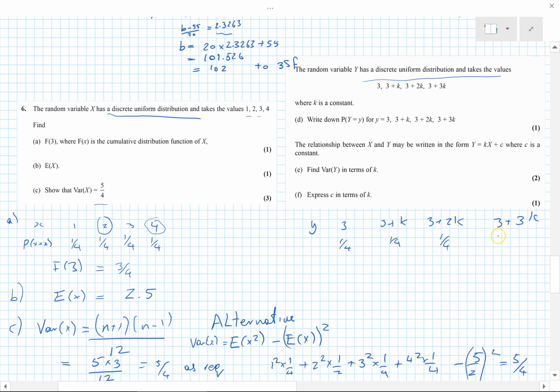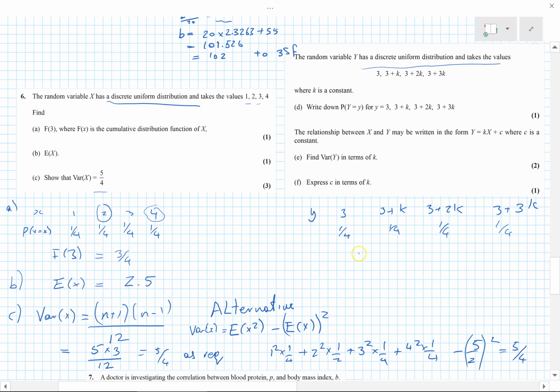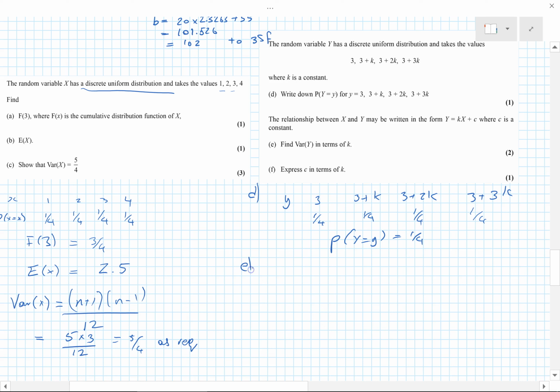So the answer to that is a quarter. P of Y equals y for all of these values is equal to a quarter, because it's uniform discrete. Okay, I'm just going to make a little bit of room so I can get the other questions done. Now it's part D. They've given a bit of help by giving us the transformation here in terms of k and c.